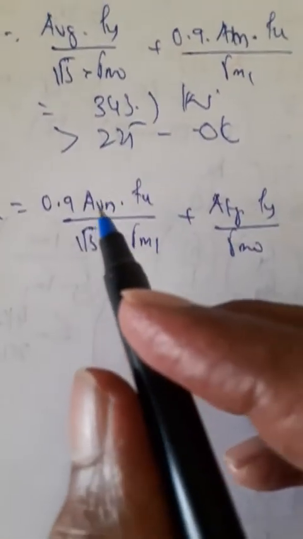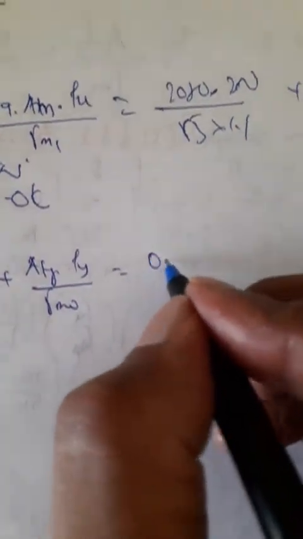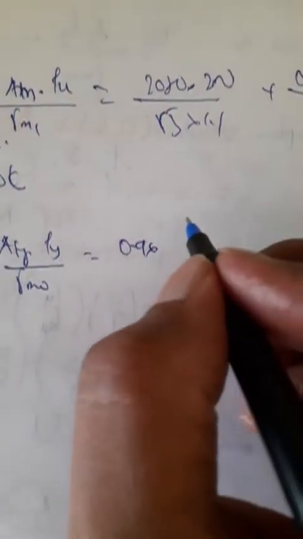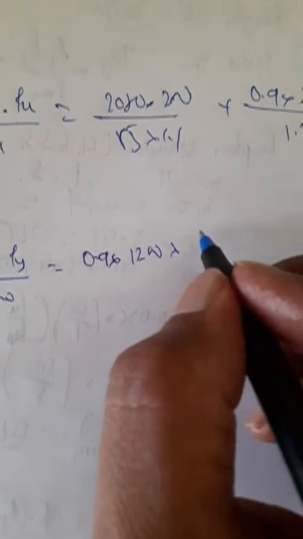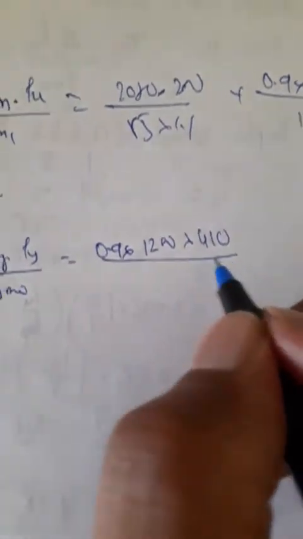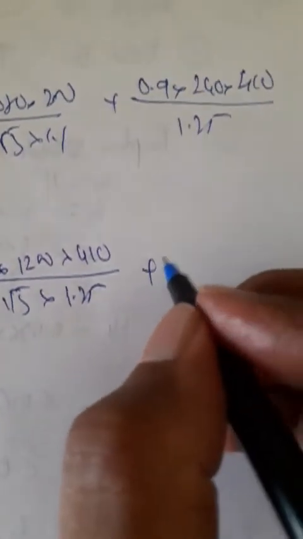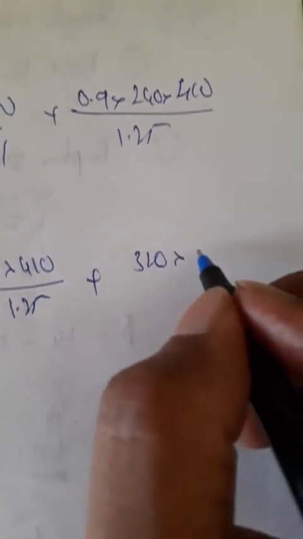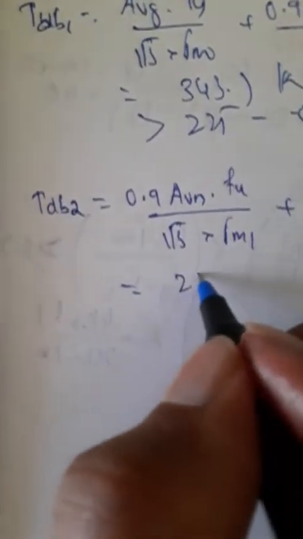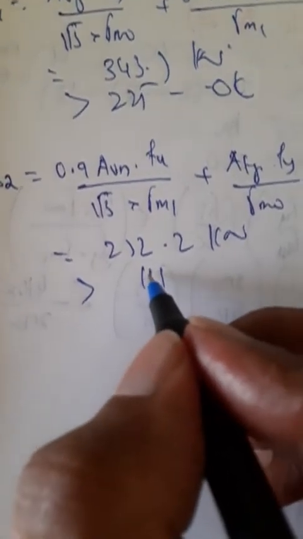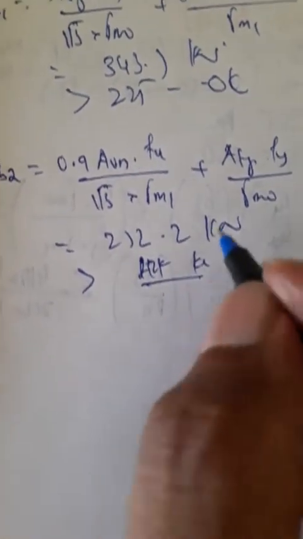Next, TdB2, second value, 0.9 into AVN, so 0.9 into AVN, 1200 into Fu 410 divided by root 3 into gamma m 1.25 plus 320 ATG into Fy 250 divided by 1.1. So solving this, you get the answer 272.2 kilonewtons, which is greater than 225. Hence okay.